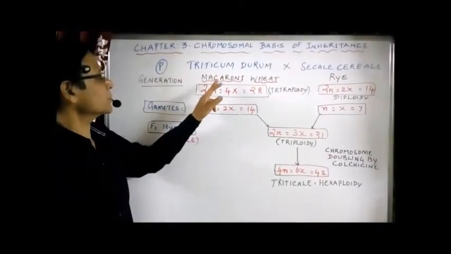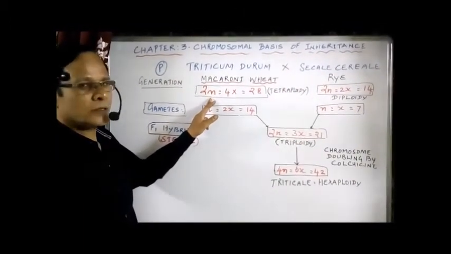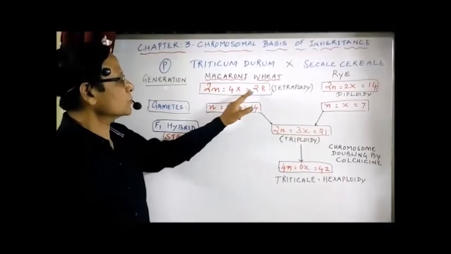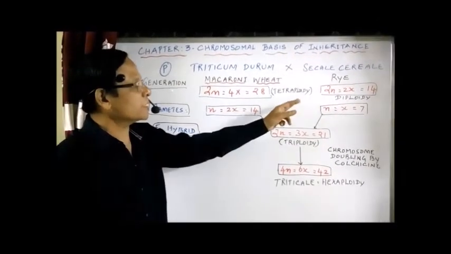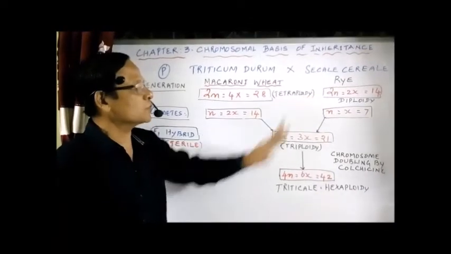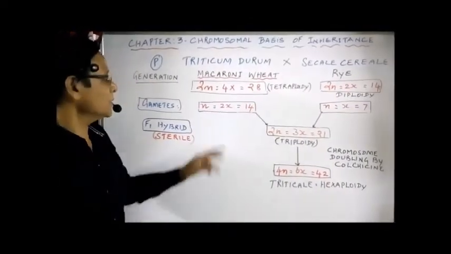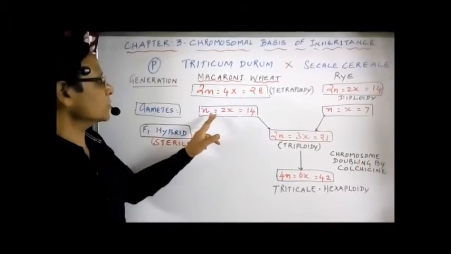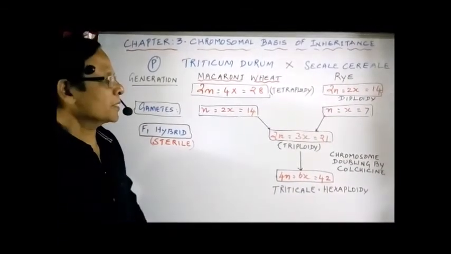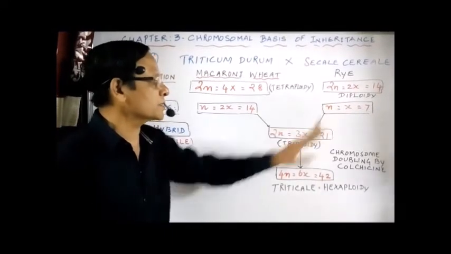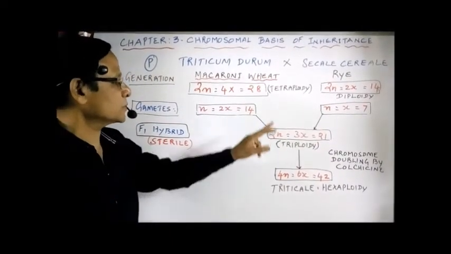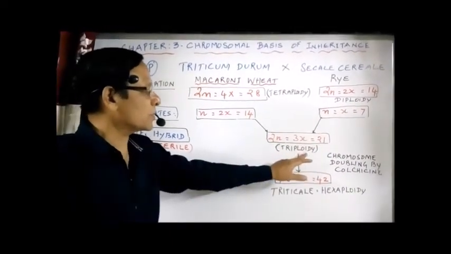Now in the case of macaroni wheat, the diploid number 2n = 4x = 28. In the case of rye, 2n = 2x = 14. So this is a tetraploid and that is a diploid. Now the gamete formation: n = 2x = 14 here, and here n = x = 7. So the union of these two gametes results in a triploid.